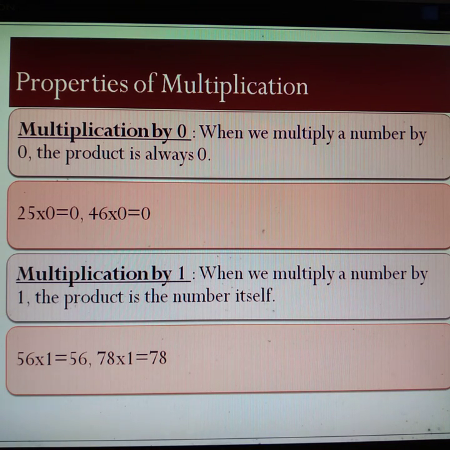Hello everyone, today we will learn about properties of multiplication.